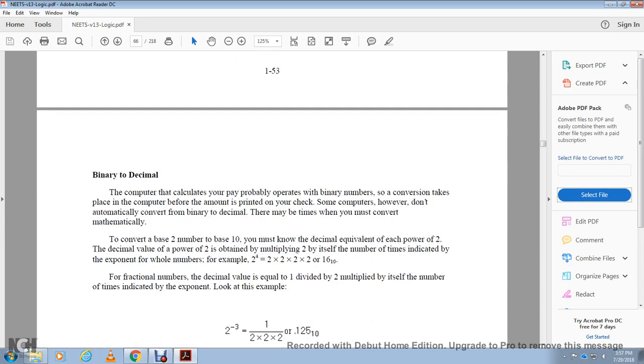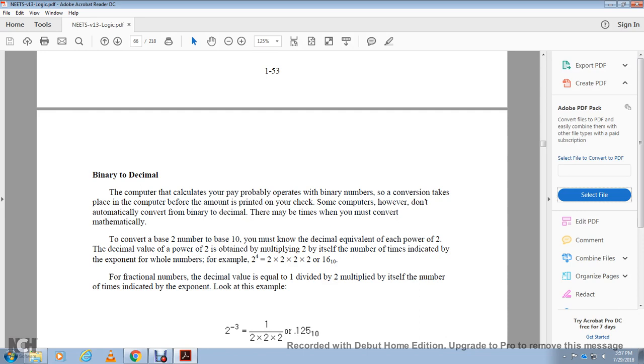Alright, binary to decimal. The computer that calculates your paycheck properly prepares the conversion of the binary number for the amount printed on the check. Since the computer, however, does not automatically convert binary to decimal, there are many times that you must convert them mathematically. To convert base 2 to base 10, you must know the decimal equivalent of each power of 2.